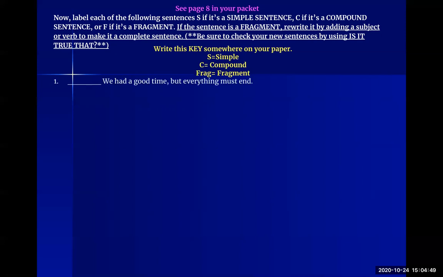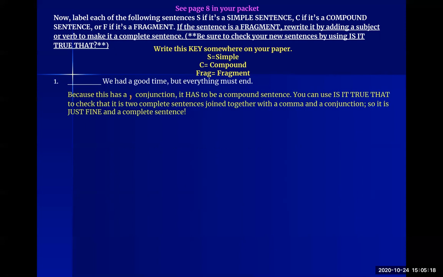We had a good time, but everything must end. Okay. Again, if it's a 2-part sentence, we have to check both sides with our "is it true that." And if it's a yes on both sides and it has a comma and a conjunction in it, it's a compound sentence. If it has a yes on one side and a yes on the other, but it does not have a comma and a conjunction, it's a run-on, and we can't have that. That's not a sentence. All right. But because this does have a comma and a conjunction, it has to be a compound sentence.